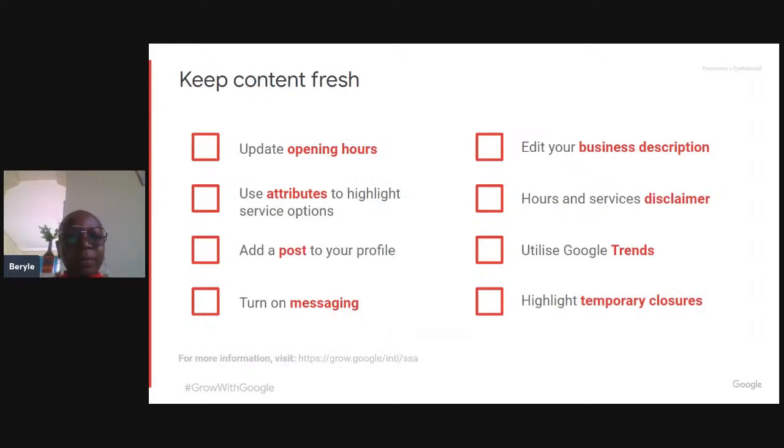All right. And keeping content fresh. So we were talking about keeping content fresh. Update your opening hours, right? Use attributes to highlight service options. What do I mean by attributes? Could be, do you have takeaway services? All right. Do you have eating services? Do you have delivery services? You can always update this on your profile.